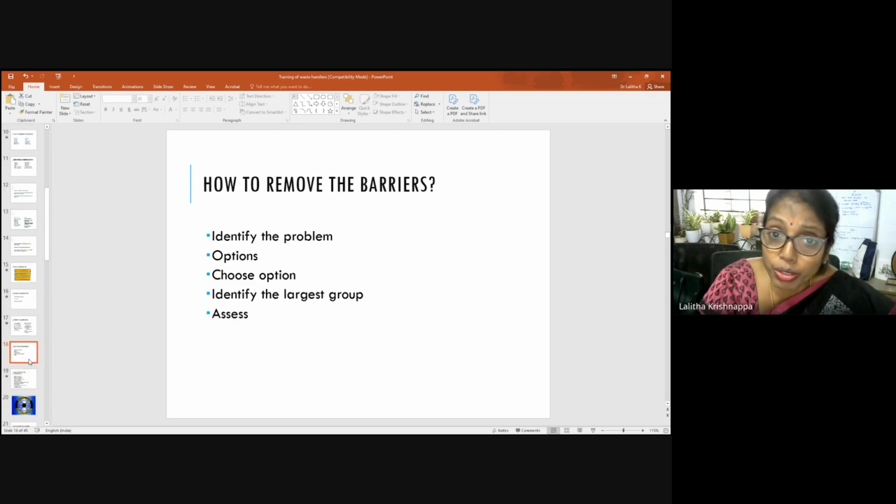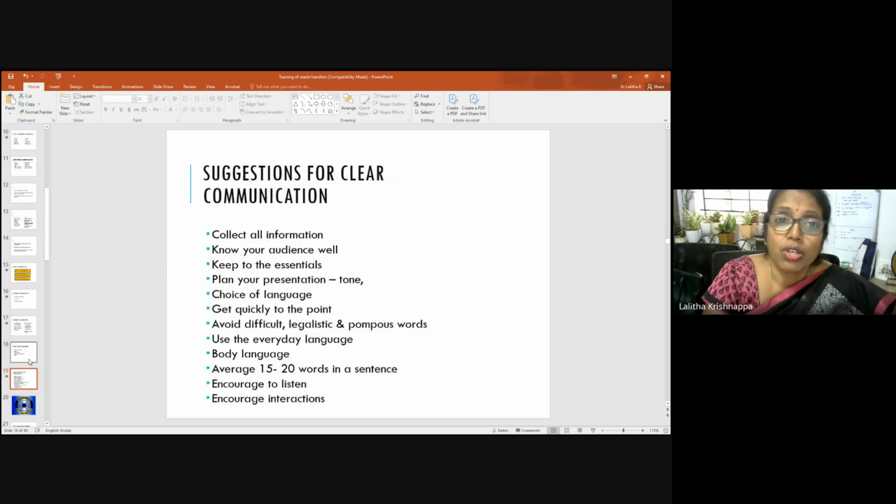So, how to remove the barriers? You as a speaker should be aware of the problems and see what options are available, alternate options, identify the groups, and accordingly tweak your methodology and try to communicate. So, for clear information, these are some of the tips we must keep. Collect what information you want to give, know your audience very well, and keep to the essentials. Keep what is minimum.